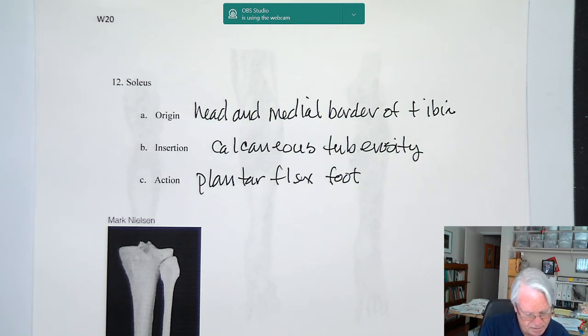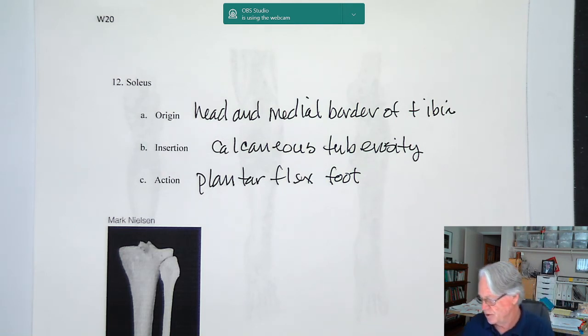Head and medial border of the tibia. So let's go ahead and see if we can identify that. We should be able to. I don't know why we don't show it here. Posterior. Oh, interesting. Well, Netter has let me down. So he doesn't show it. So we'll just have to do it ourselves.